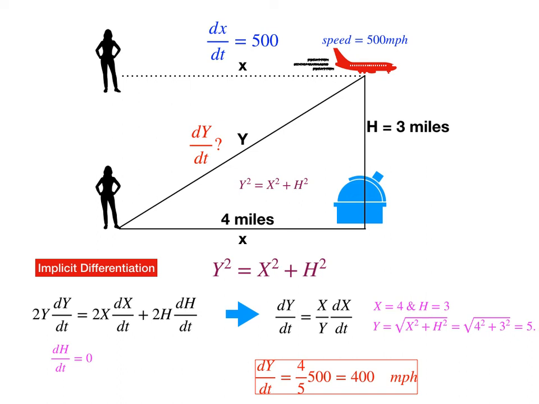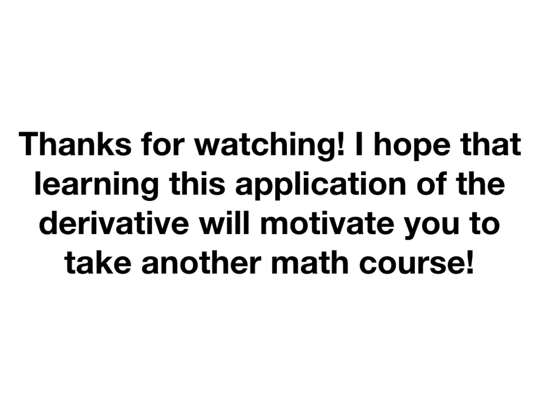What does that mean? That means at the point when the airplane is flying over the observatory, the rate of change of the distance between you and the airplane, dy/dt, is 400 miles per hour. So it's moving away from you with a rate of change of distance of 400 miles per hour.